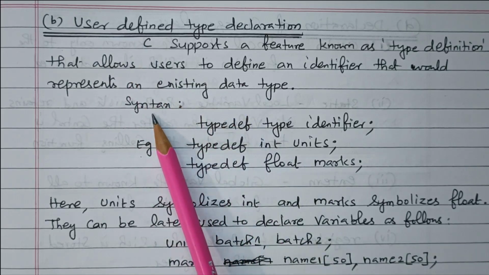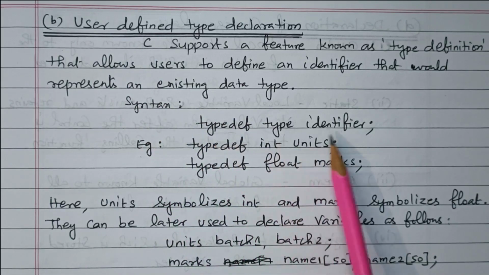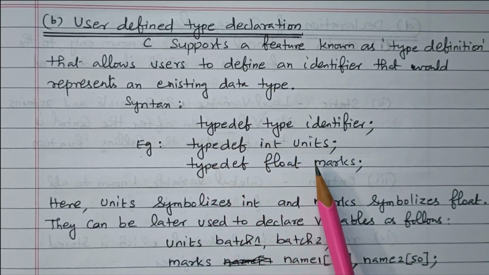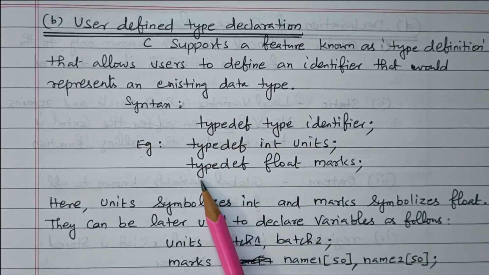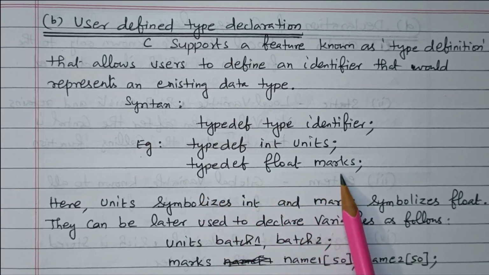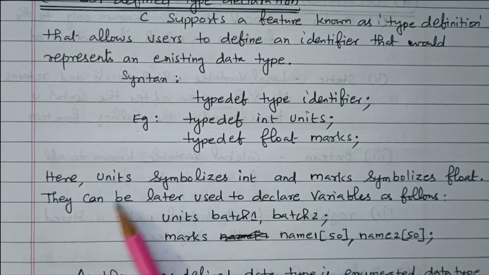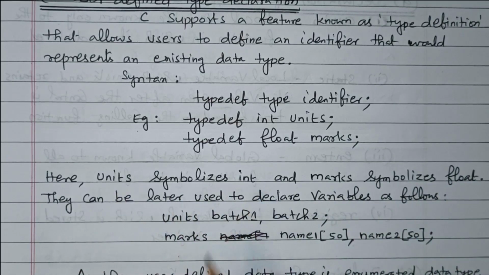The syntax: there are two types available. The first one is typedef. The syntax is typedef type identifier. The example is typedef int units. So units is the identifier, the type is integer, declared with typedef. Typedef float marks: marks is declared as float under typedef. Here units symbolizes integer and marks symbolizes float, right? Marks is nothing but floating point, units is nothing but integer type.